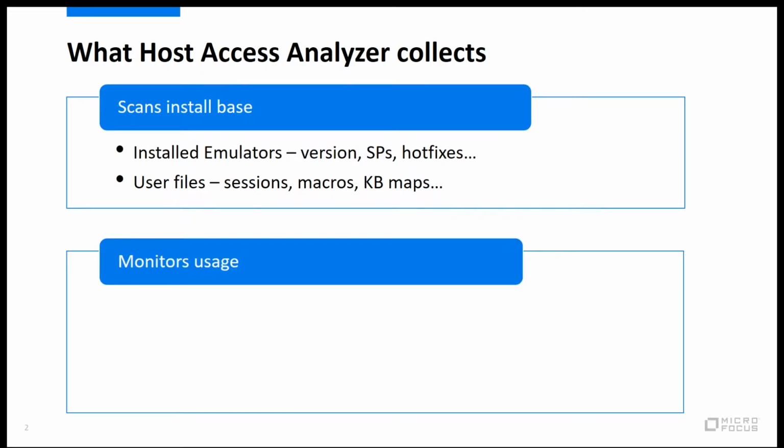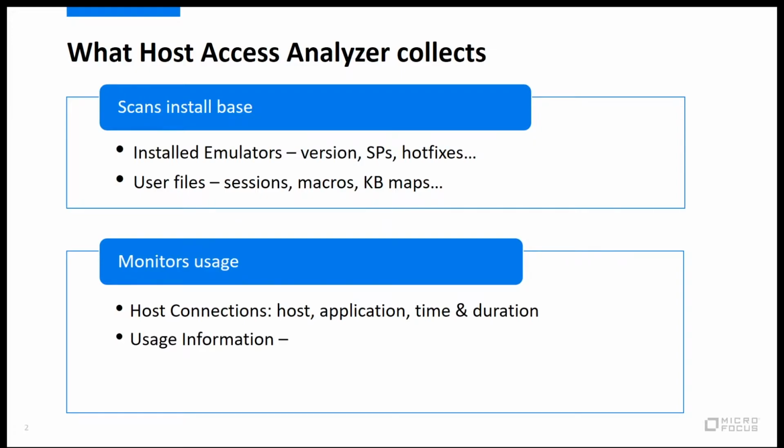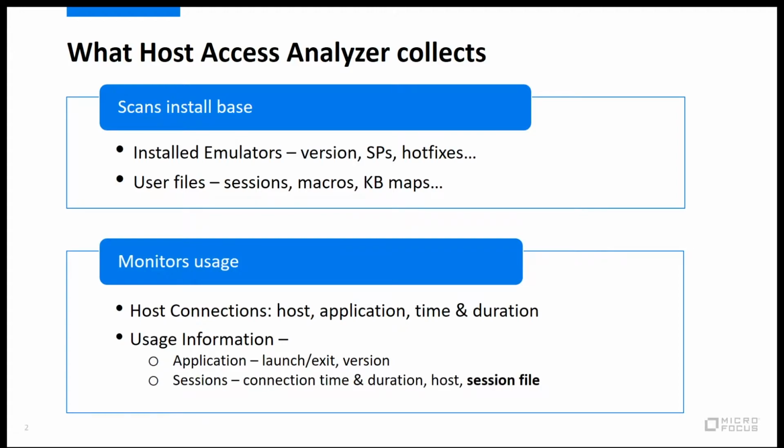There are also two types of usage information. First, our connection monitoring allows us to report all applications connecting to a list of predefined hosts. This monitoring covers all connections made by any application and reports the connecting application's name and version. Second, usage monitoring allows us to provide specific information for currently supported emulators. For these emulators, Analyzer reports when the application was launched and how long it was in use.